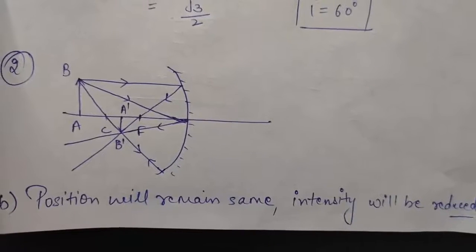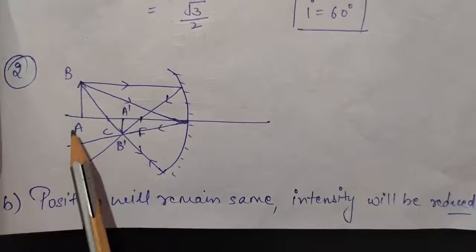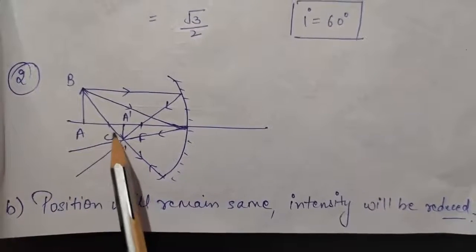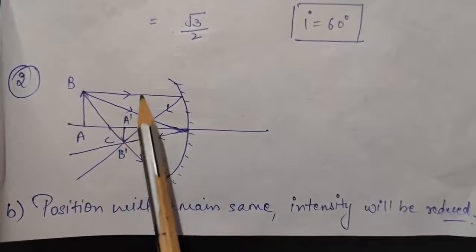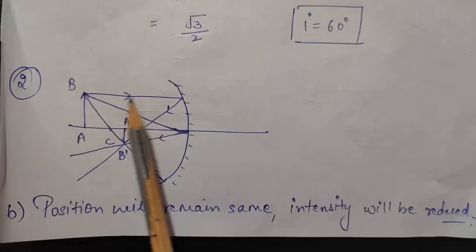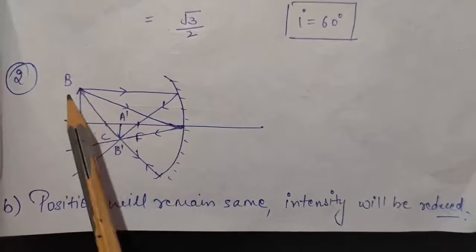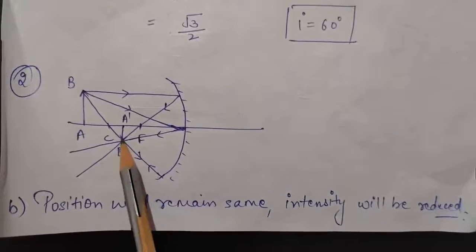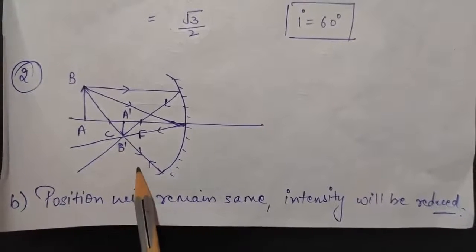In the second question, you are given an object AB which is placed beyond C. So as you know, if the object is placed beyond C, the image is formed between C and F, and that is a diminished image. So I have taken three rays here, one going parallel to principal axis, one passing through the pole of mirror, and one passing through the center of curvature of the mirror. So all of them are meeting at this point. So here your image will be formed. So this is the A part, that is ray diagram.